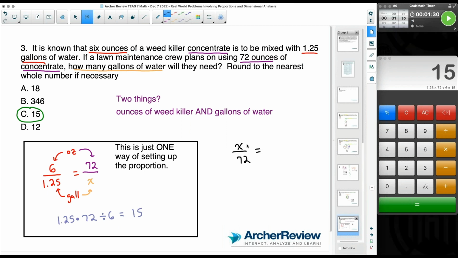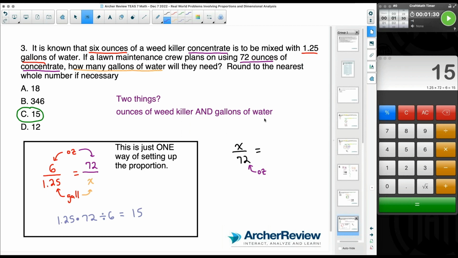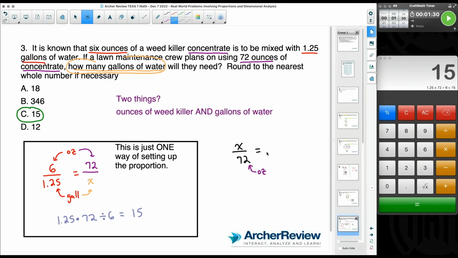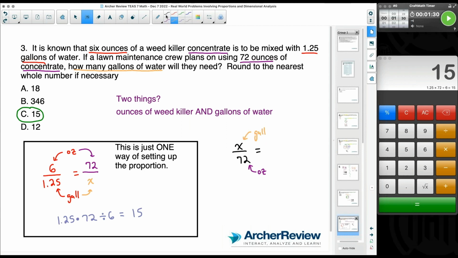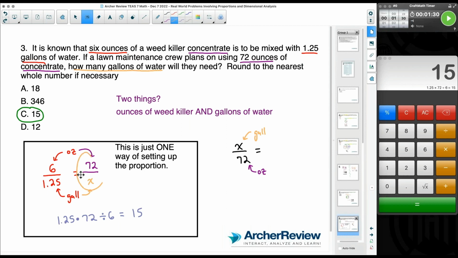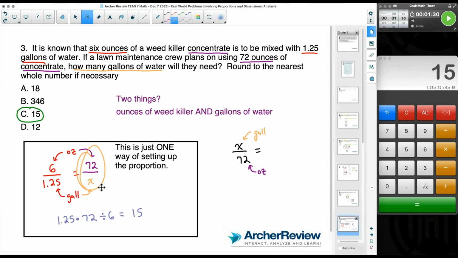But we have to acknowledge, okay, what does the x represent? What does the 72 represent? Well, the 72 is the ounces of concentrate. So we have ounces here. And the X is the gallons of water, because that's what the question's asking. The X represents essentially what we're looking for in this problem. So the X is the gallons. And all that we're really doing here is we're flip-flopping it. Instead of us having ounces at the top and gallons at the bottom, we're putting gallons at the top and ounces at the bottom. Don't make a hill of beans. Either way is fine.